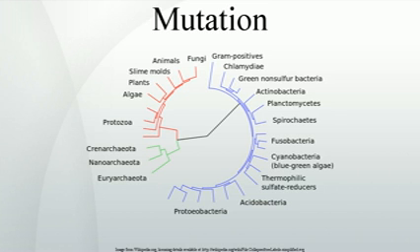For example, the human eye uses 4 genes to make structures that sense light, 3 for color vision and 1 for night vision. All 4 arose from a single ancestral gene.